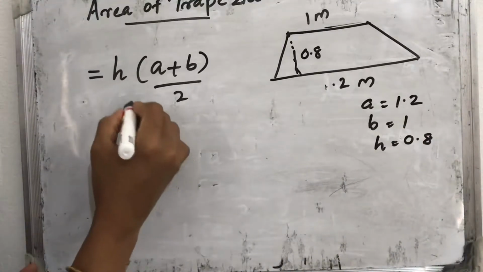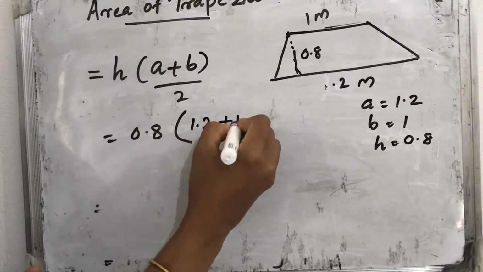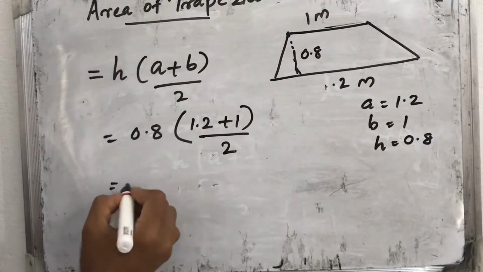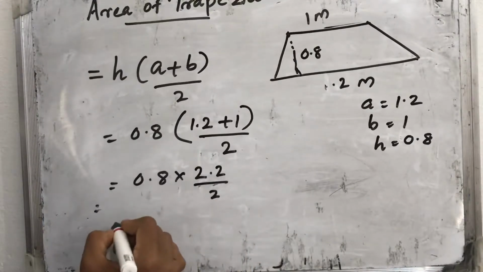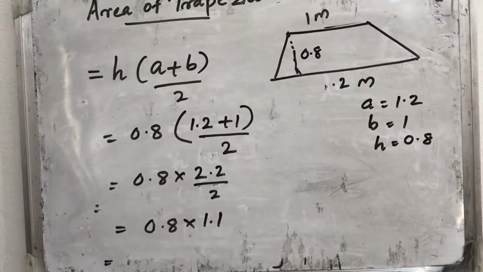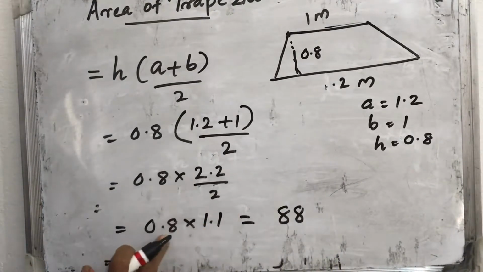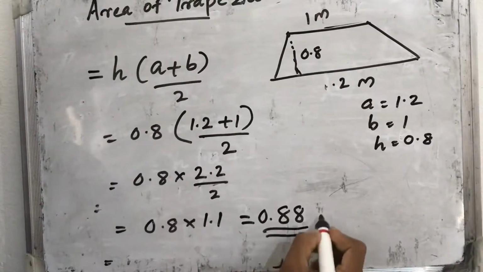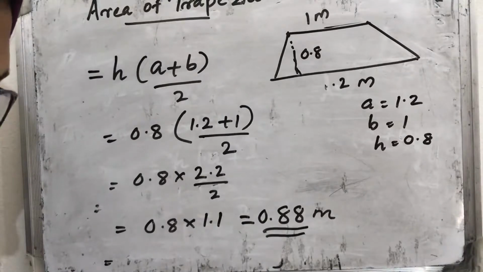Substitute the values here. H is 0.8 into A plus B, A is 1.2 plus 1, divided by 2. So that's equal to 0.8 into 1.2 plus 1 is 2.2, divided by 2. That's equal to 0.8 into 2.2 by 2, which we can write as 1.1. So 0.8 into 1.1, 11 into 8 we know is 88. How many decimal places are needed? 1, 2. So 0.88 meter square is the area of this trapezium. If you know the equation, you only need to substitute the given values. That's all. Next, question number 2.